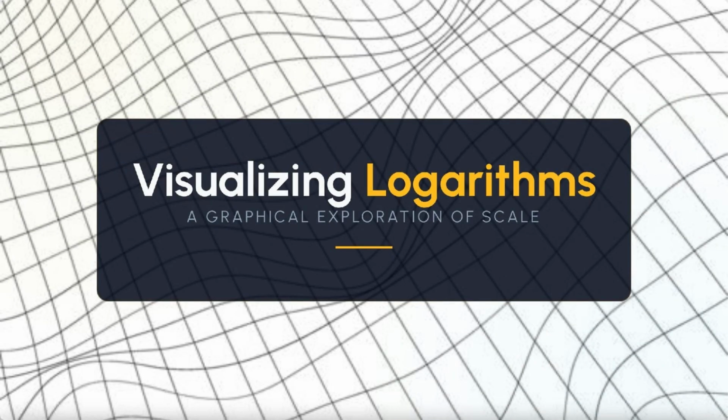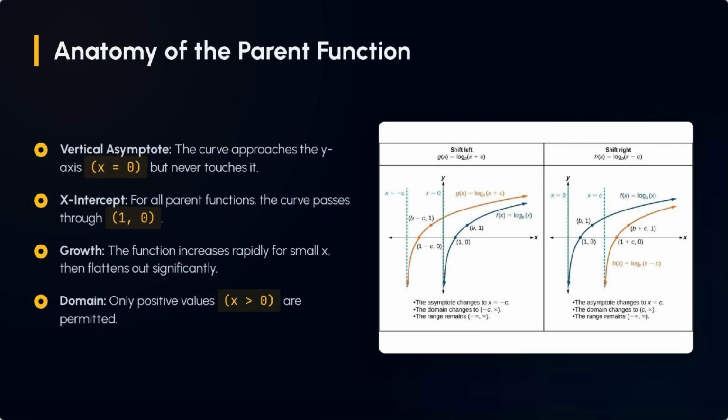Welcome to this video on visualizing logarithms, a graphical exploration of scale. Let's examine the anatomy of a parent logarithmic function. It features a vertical asymptote at the y-axis, crosses the x-axis at (1, 0), exhibits rapid initial growth that flattens out, and is only defined for positive x values.